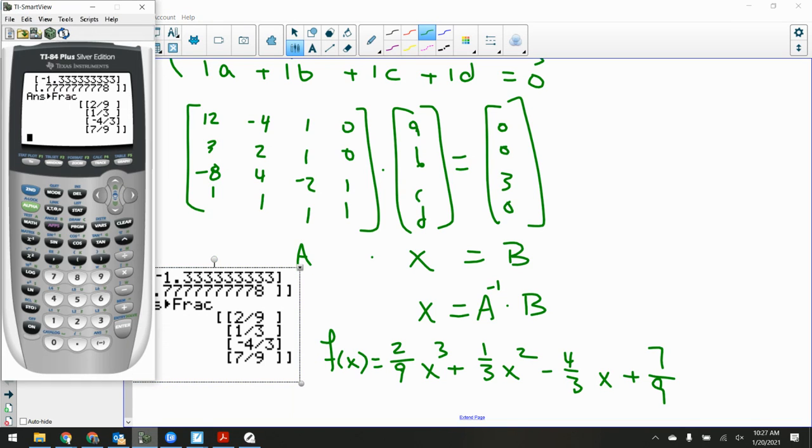You just take the x to the -1 button. So matrix A, and then you type in inverse.